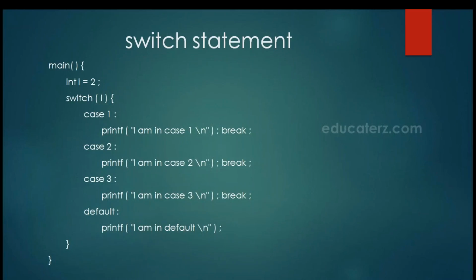Now the same example is shown here. Suppose we have an integer i equal to 2 and in the switch we have i. As i's value is 2, it will directly match with the case value 2, and it will execute the matching body. Then break is executed, which makes it come out of the switch.